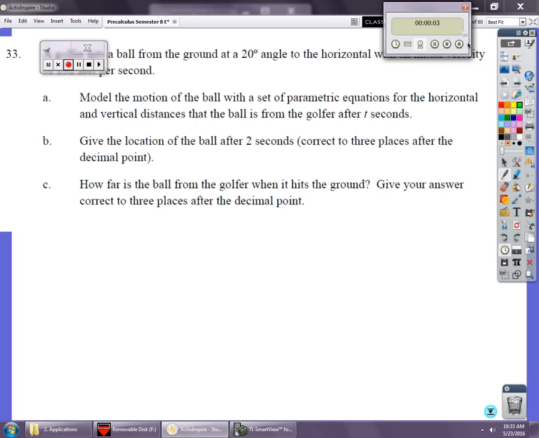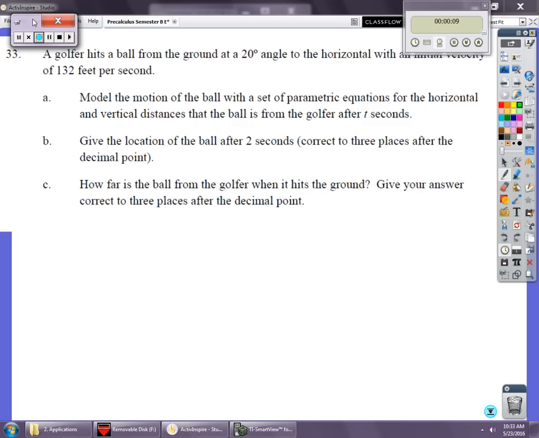Okay. All right, so this one says, a golfer hits a ball from the ground at a 20-degree angle to the horizontal with an initial velocity of 132 feet per second. We have to model the motion of the ball with a set of parametric equations for the horizontal and vertical distances that the ball is from the golfer after t seconds. Then we're going to give the location of the ball after a couple seconds, and then find out how far the ball is from the golfer when it hits the ground.